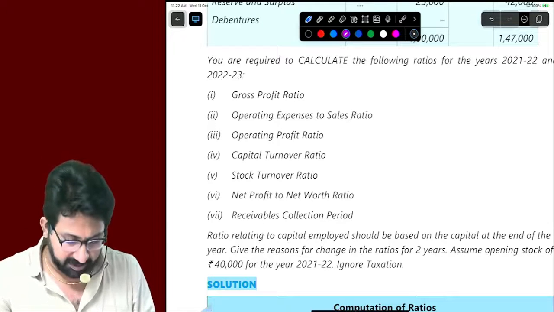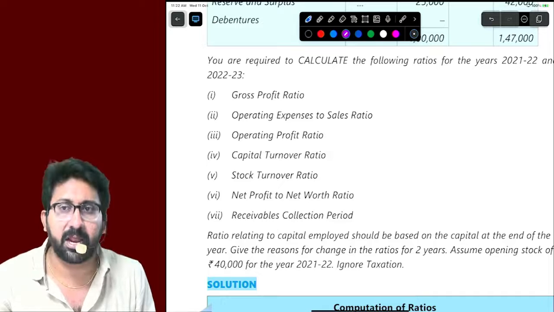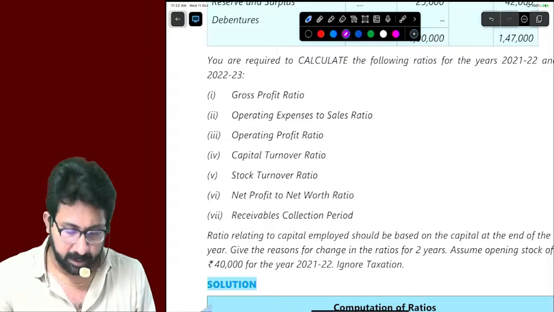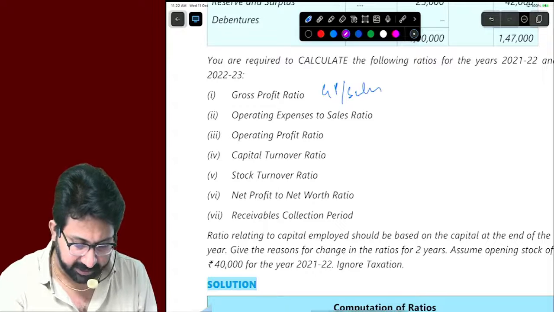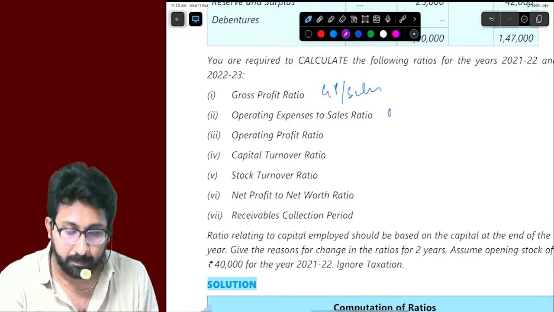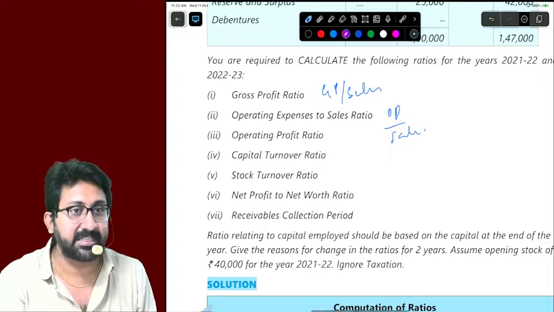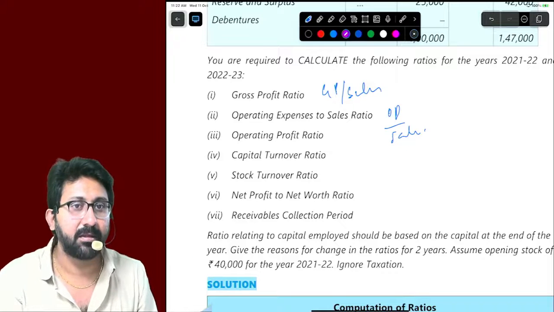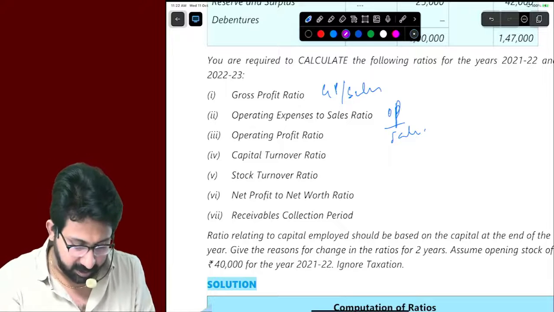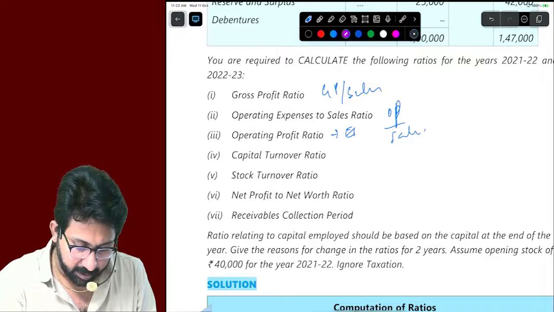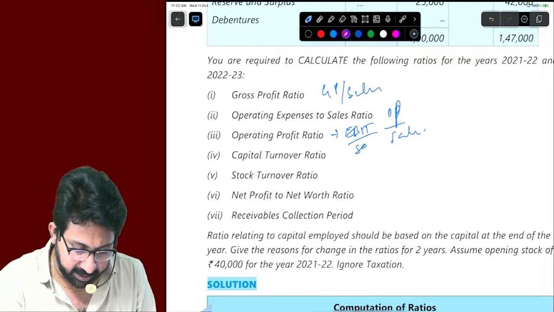Listening. First point number 1. Do we know how to calculate gross profit ratio? Yes, tell me the formula only. I will write here. GP by sales. Next. Operating expenses by sales. This we didn't write any formula, but it is quite common sense to write the answer or not. Next. What is the next one? EBIT by sales.